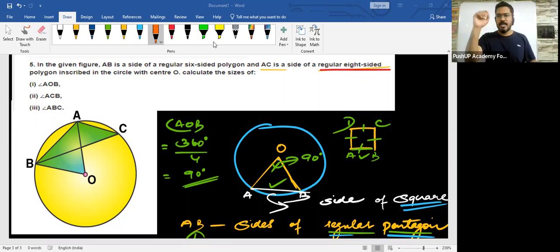60. The first one is 60, right? AOB, because AB is the side of a regular six-sided polygon or a regular hexagon. So it should be 360 by 6, which is equal to 60. Very good. Do the second part. ACB.